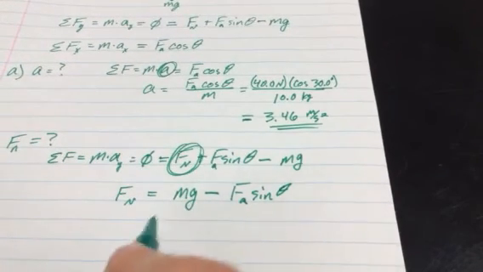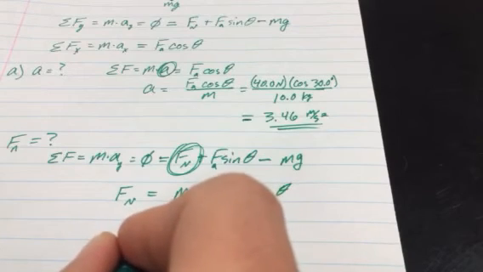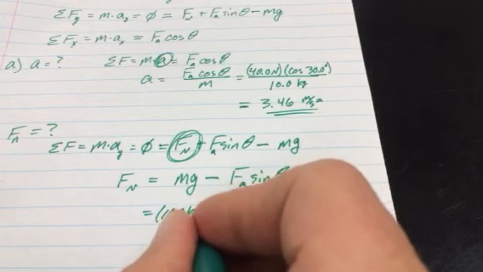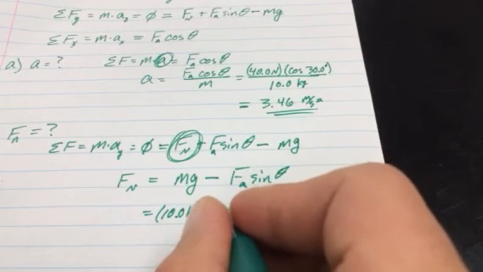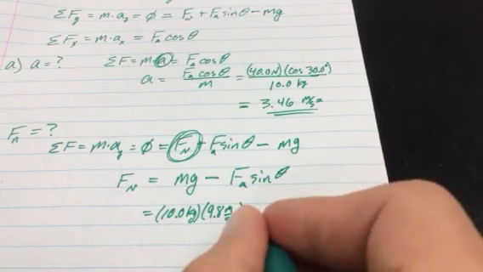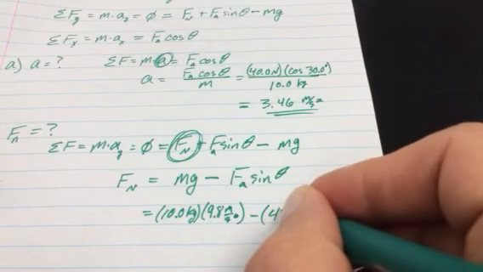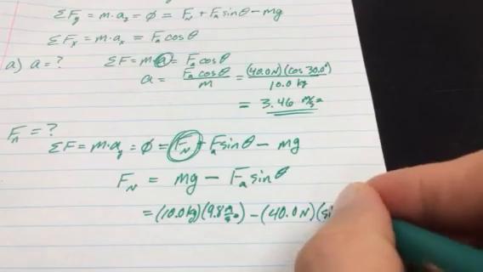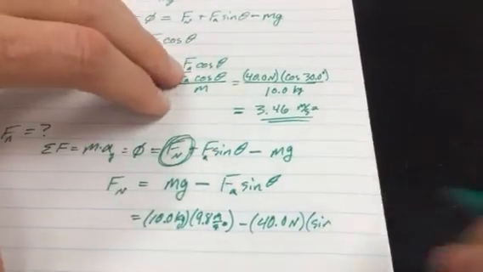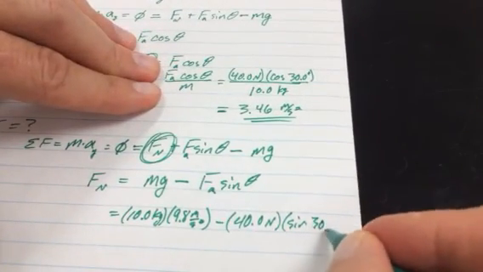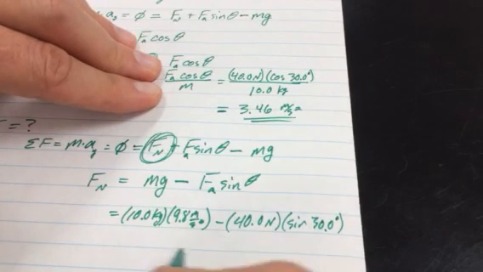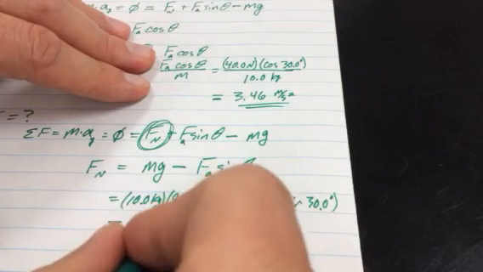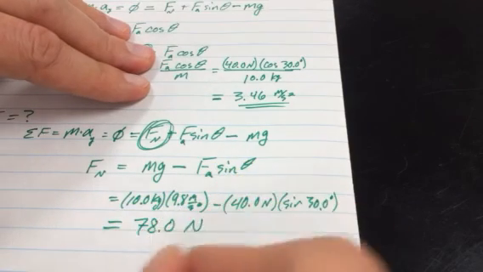Now that I've solved, now it's time to substitute. All right, so 10 kilograms times 9.8 meters per second squared minus the applied force of 40.0 newtons at an angle of 30.0 degrees. And when I plug all that in the calculator and solve it out, I should get an answer of 78 newtons.